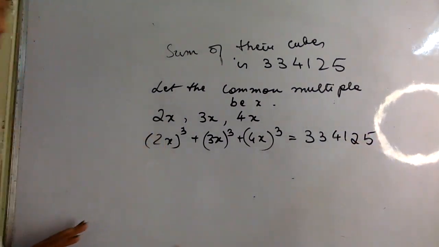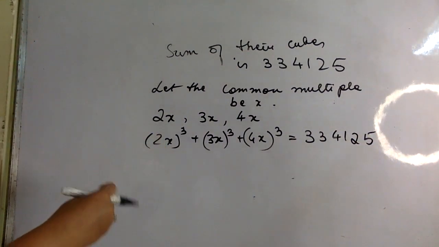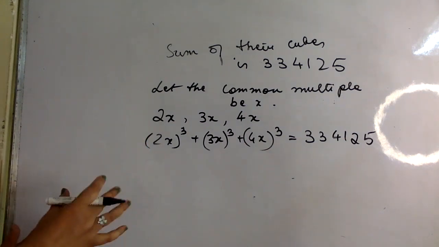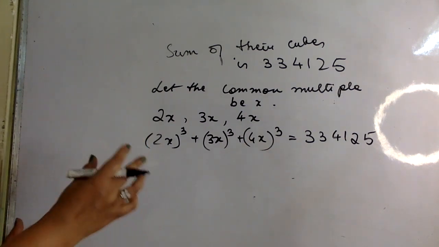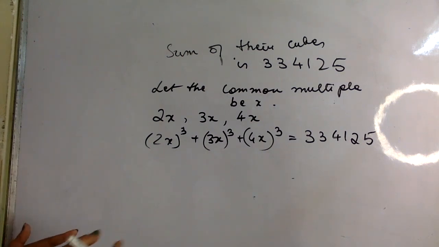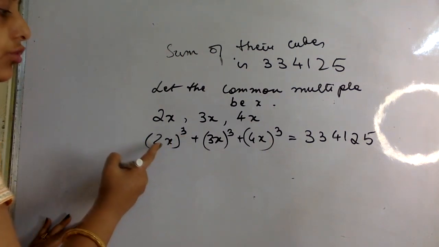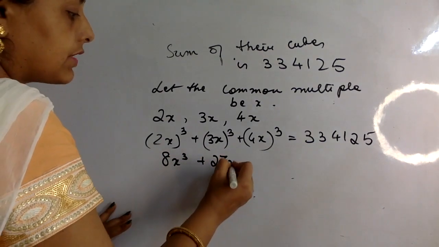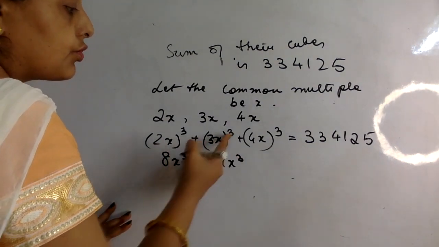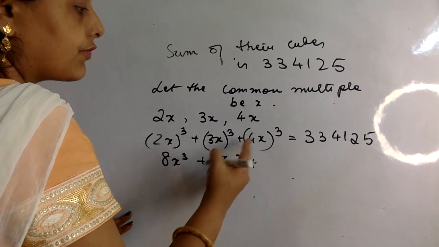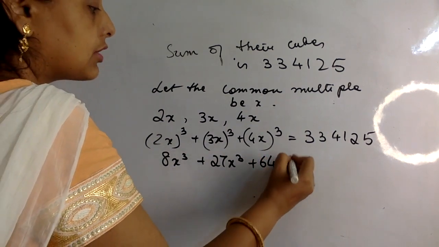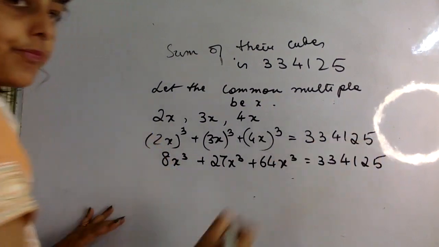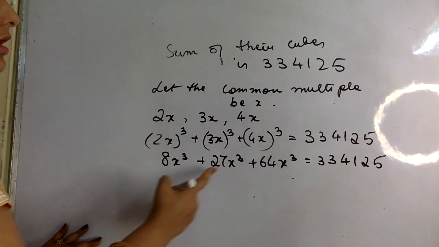This equals 334125. As I do the sums, I shall always be mentioning the mistake that is generally made in that part of the sum, so listen to whatever I am saying very carefully. Now this cube is not just 2x cube, as I said, it's 8x cube plus 27x cube. The cube goes to both, and then 4 into 4 is 16, 64x cube, which is 334125.